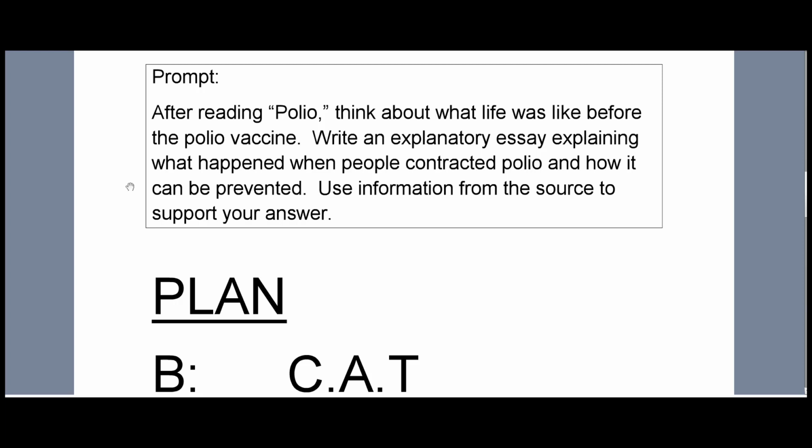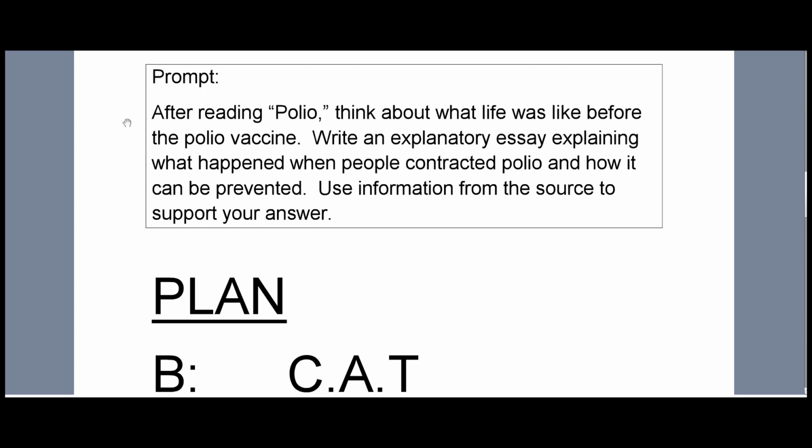When you read the prompt again, the first thing you're looking for is the type of writing. Today, it says write an explanatory essay. It's telling you what type of writing. Explanatory also can be called informative or expository. This is when you are like a teacher and you are pretending the person reading your paper has never read the article, and you're going to explain or teach them something.